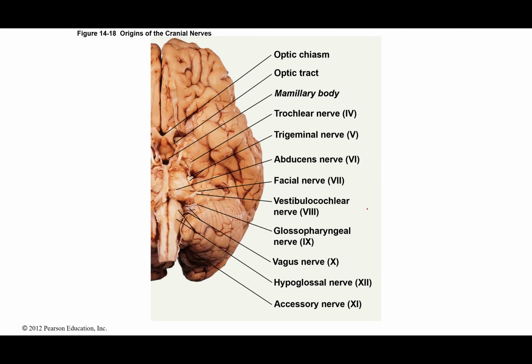On this side of the brain, we can see more of the smaller cranial nerves. So you see the optic chiasm, the optic tract, the mammillary body. Trochlear nerve is pretty small and thin. Trigeminal nerve has the word tri in it, so it's split into 3 parts, which we'll talk about. The abducens nerve, pretty small. Facial nerve is very tiny, and it's right next to the vestibular cochlear nerve. And then you have several others that are also very small. Glossopharyngeal and the vagus, hypoglossal, and accessory nerves. All of these are fairly thin little nerves.